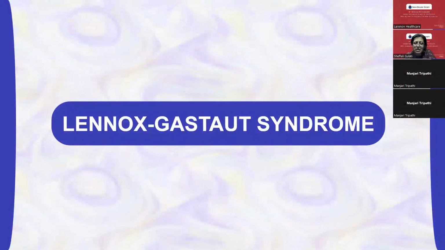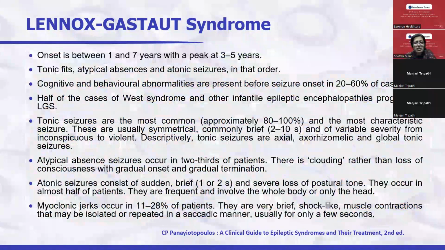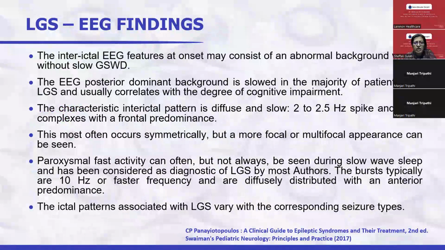So this is a representation of Lennox-Gastaut syndrome, which has tonic, atonic, and atypical absence seizures, at least 2 of them, and generalized slow spike wave discharges, and you have episodic fast activity. This is the syndrome which comes generally between 1 and 7 years of age, peaks around 3 to 5 years, and they have multiple etiologies. You may have evolution from West syndrome. So basically, what we have to understand is that the interictal discharges at onset may consist of an abnormal background with or without the slow wave discharges.